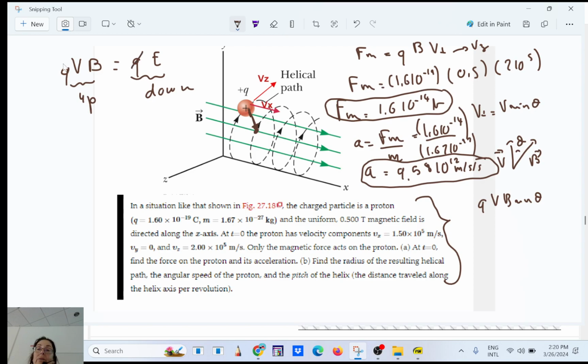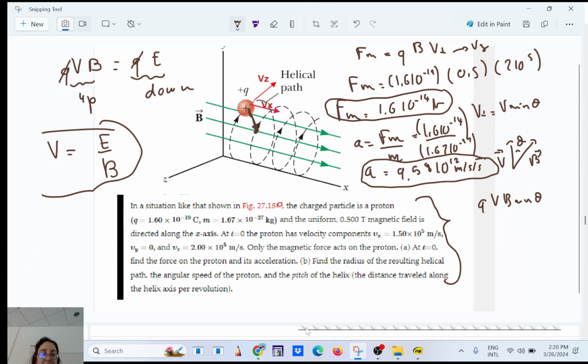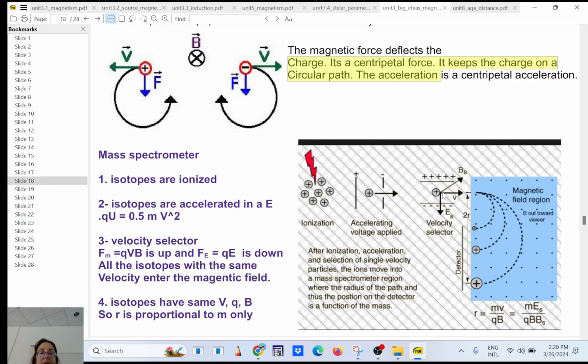You can cross out the Q, and you see that the velocity now of all the isotopes will be E over B. So that way I make sure that all the isotopes will have the same velocity. There is no more curve, what is called distribution. Okay, so this is called the velocity selector. So they all have the same velocity, all the isotopes.